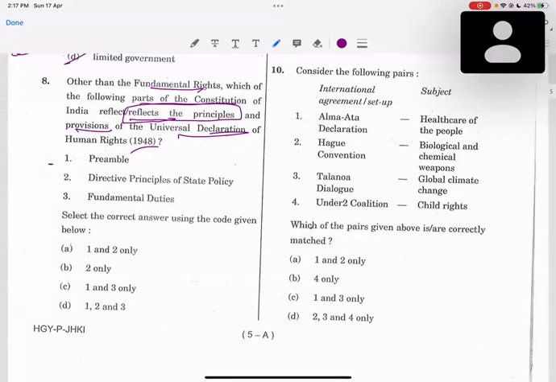So simple direct question. Yes, the Preamble, we talk about equality, liberty, fraternity and all that. DPSP also: welfare state, socialism. And fundamental duties, yes. What are the duties? We citizens have duties to ensure that human rights are respected. So definitely the answer has to be D. So a direct question. Yes, this was a bit tricky, but if you had used common sense, this would be attemptable.